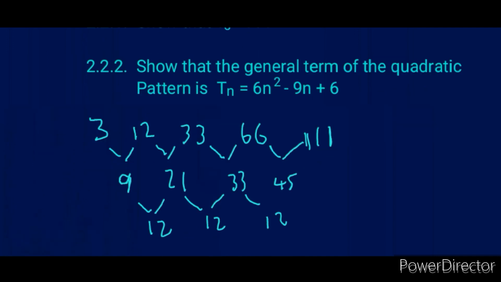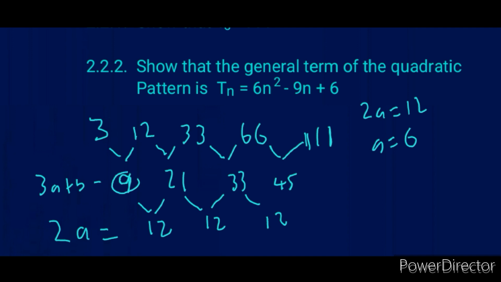All right, so now they said, show that the general term of the quadratic pattern is this. In order to get the quadratic pattern, we always say 2a is equal to the first value of the second difference. So therefore, 2a is equal to 12. If we divide both sides by 2, we end up getting a is equal to 6. And then for the second one, we say 3a plus b is equal to the first value of the first difference.